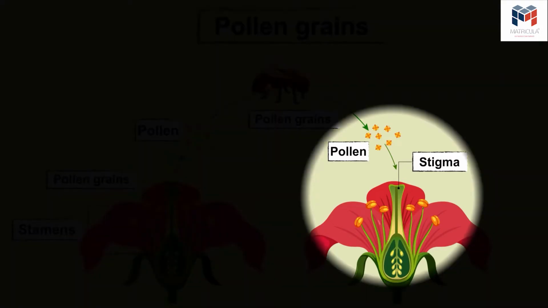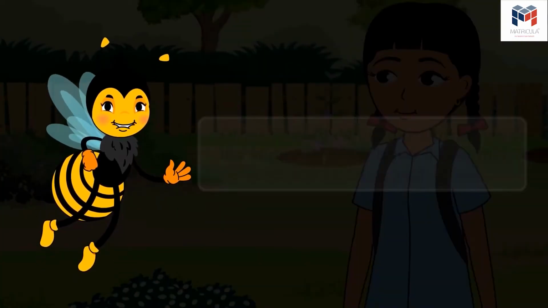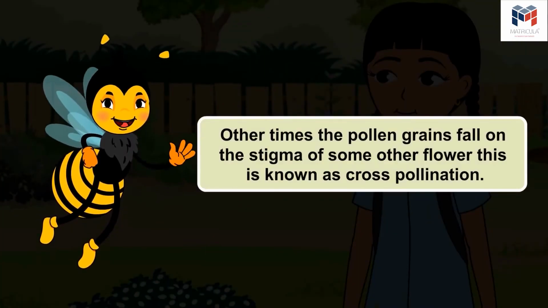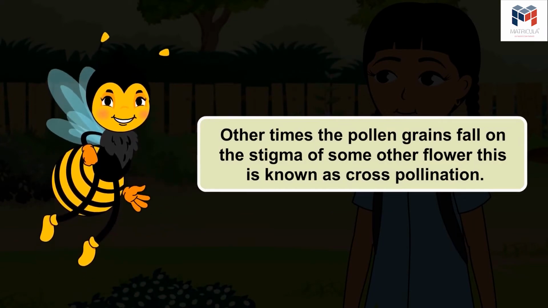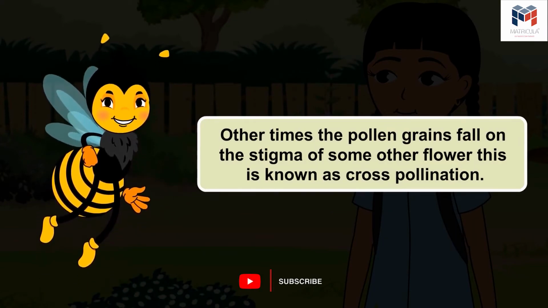Sometimes the pollen grains fall on the same flower's stigma. This is known as self-pollination. Other times the pollen grains fall on the stigma of some other flower. This is known as cross-pollination.